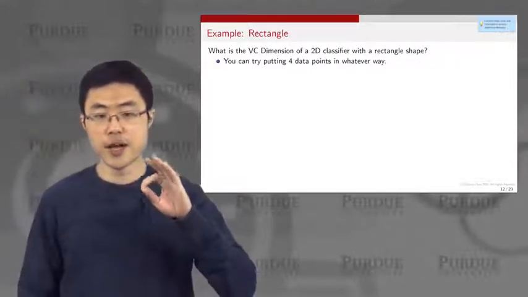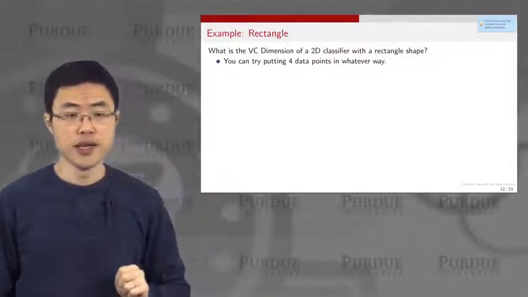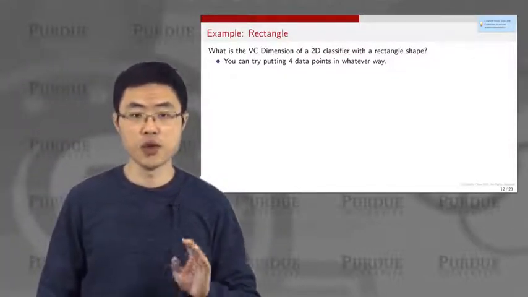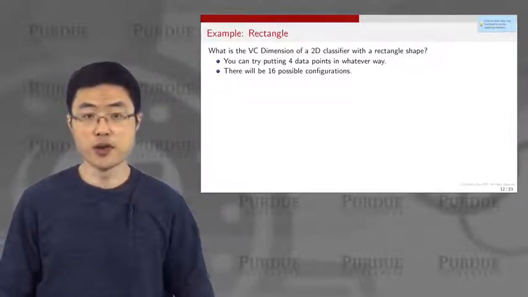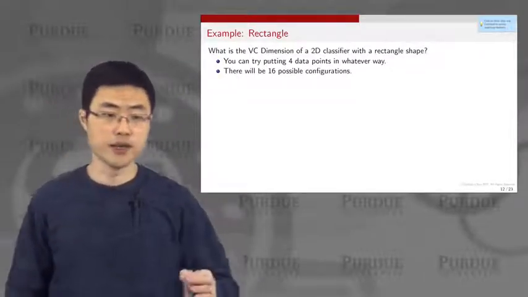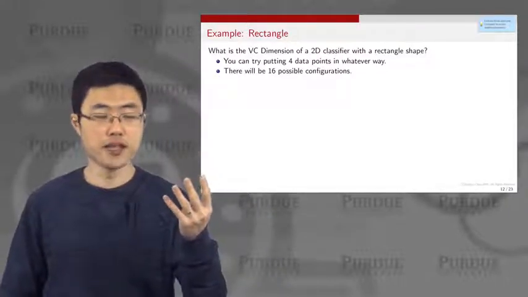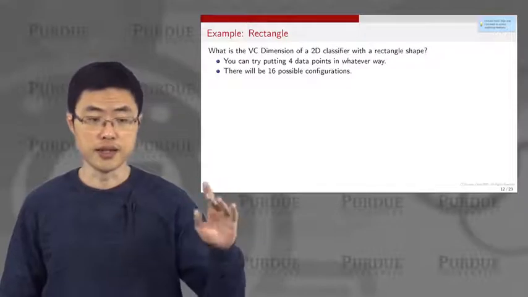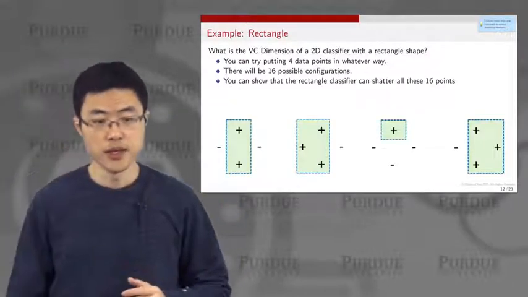So let's start by looking at the case where you have 4 data points, and you can put these 4 data points in whatever way you want. Now, what is the number of possible configurations? Well, you can calculate. There are 4 data points, and they are binary, +1 and -1, and therefore you will have 2 to the power 4, which is 16 configurations.